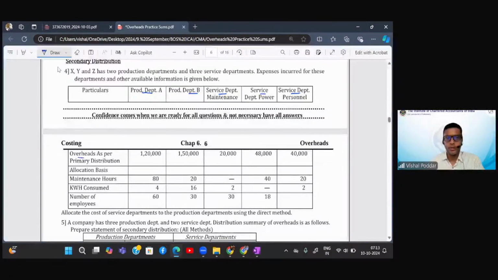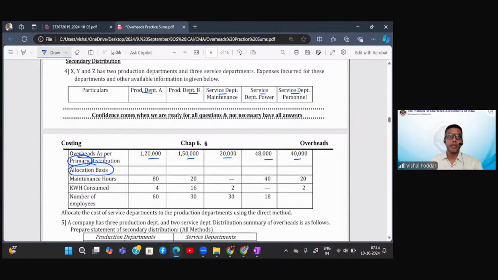Now, first is overhead summary as per the primary. So as I mentioned, if secondary has to be done for that, first primary is required. So they have already given the primary distribution figure. So we start from here. So primary distribution is done. Now what is this? They have given you what quantum of service each department is providing to another. Now here, for the first time, we are not given the percentage as was given in the previous sums for secondary distribution. Rather, you are given the service allocation basis.